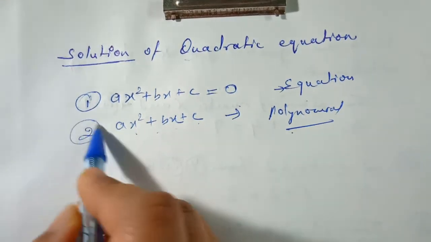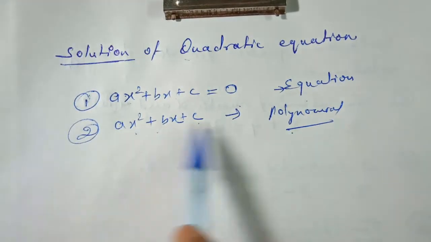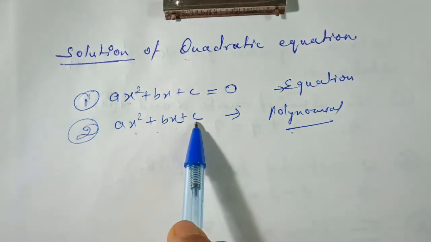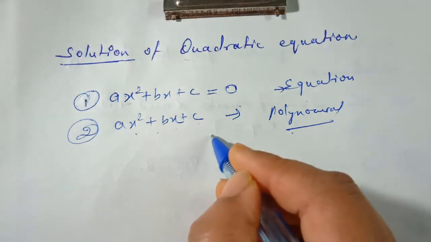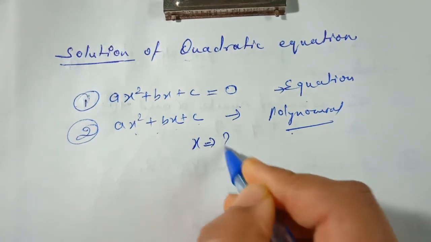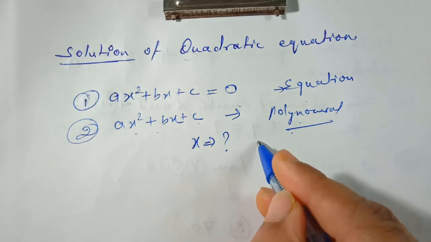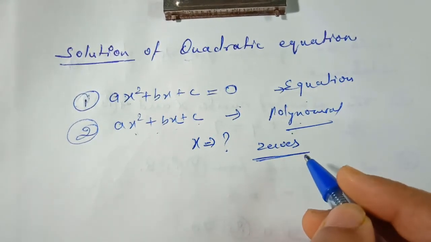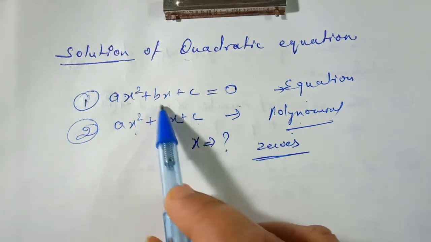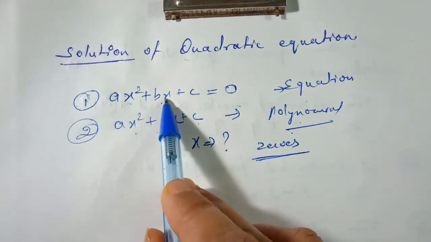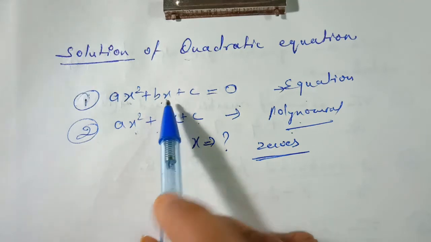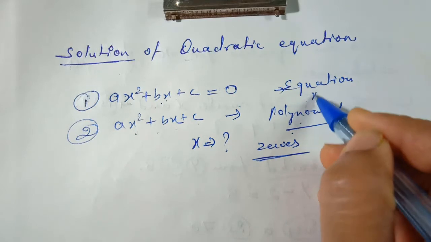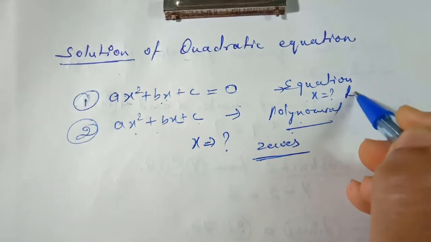And if we find the value of the variable in the second case, that is the polynomial, that is also called a solution, but it has a separate name. The solution of a polynomial, meaning the value of the variable in case of a polynomial, is called zeros, which we have learned. And in case of an equation, when we find the value of x, that solution is called roots.